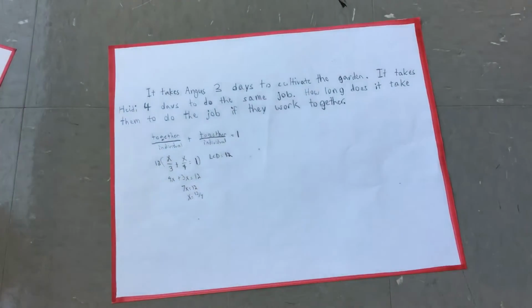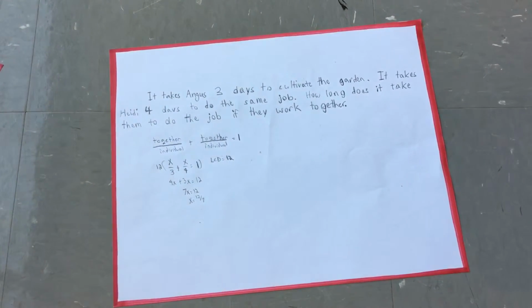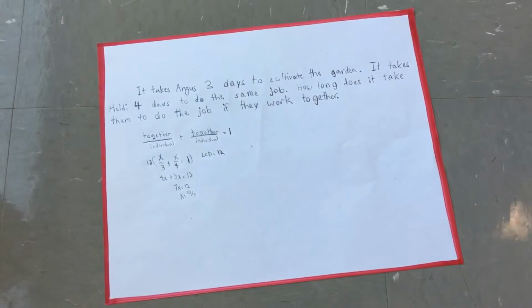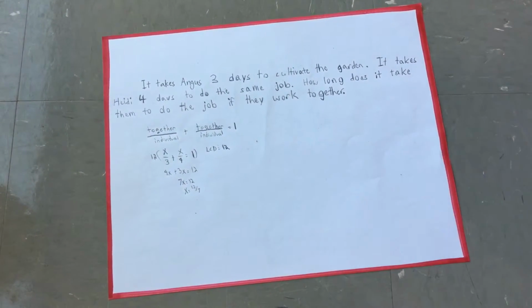It takes Angus 3 days to cultivate the garden. It takes Heidi 4 days to do the same job. How long does it take them to do the job if they work together? That's how you'd solve it.